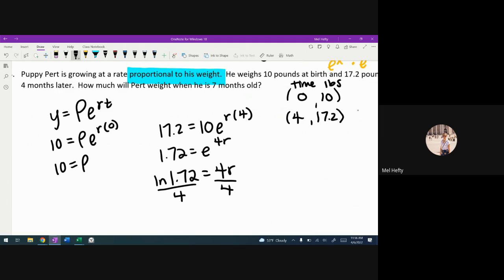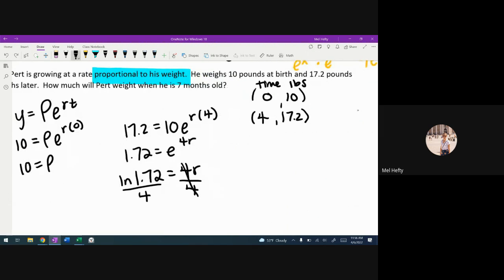I am not going to plug this number into my calculator. I'm just going to leave it gross. Is that my answer? No, I need to plug in one more time. I'm going to be plugging in 7 for t and finding my pounds. So 10 is still my p, e is still himself. This weird number is still my r. And then my time is that 7 months old.